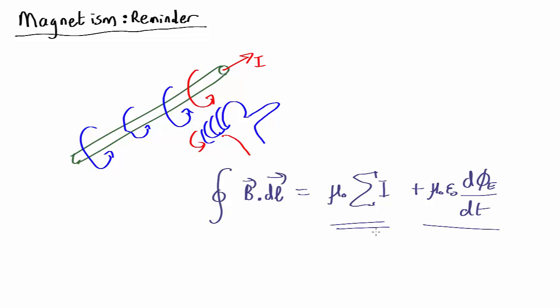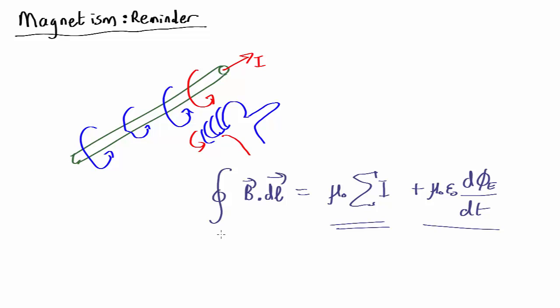Okay, so let's try and use that to work out the magnetic field from an infinite wire. This equation is only really practically useful for infinitely long wires or other symmetrical situations. We'll see a bit later how you deal with not infinitely long wires.